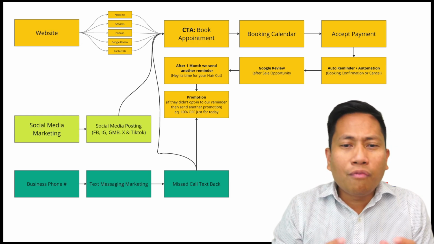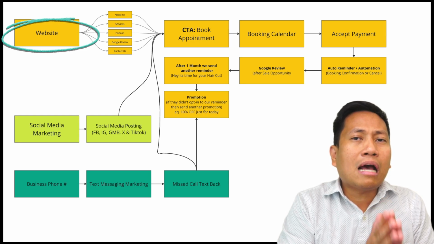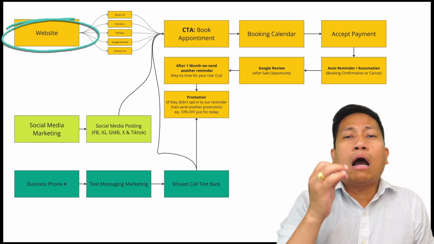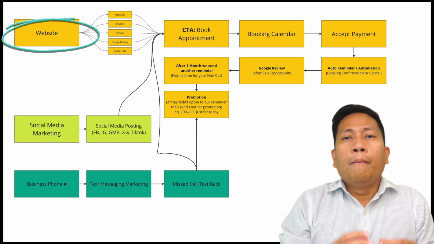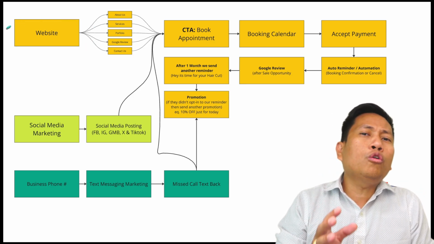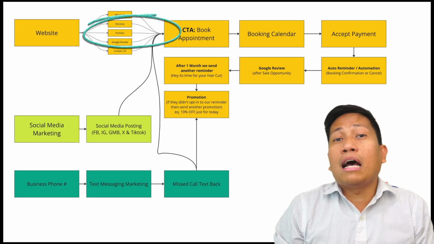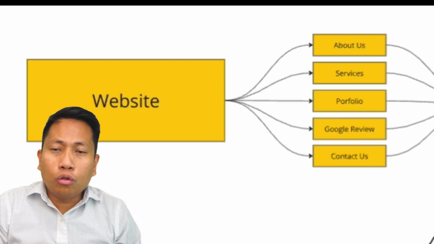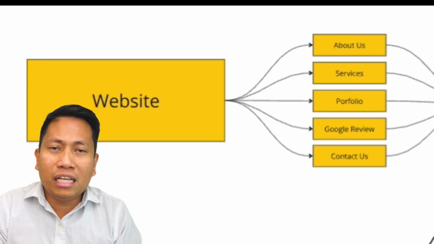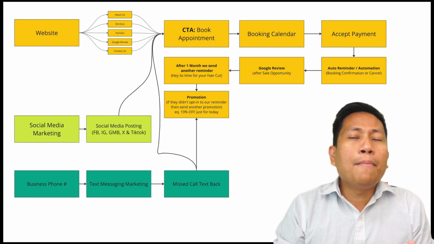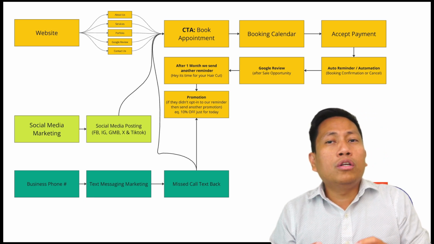The playbook is very simple. We start from the website. This is because the website is our media. This is our tool. This is our way to get leads. But when you are building a website, I want you to remember the 5 components. The first one is about us, and also the services, the portfolios, the Google reviews, and the last one is the contact us.